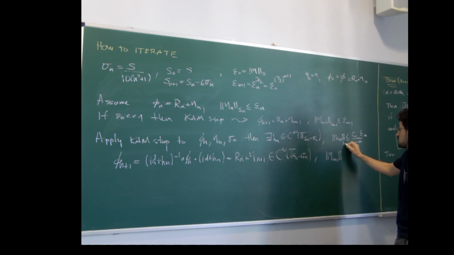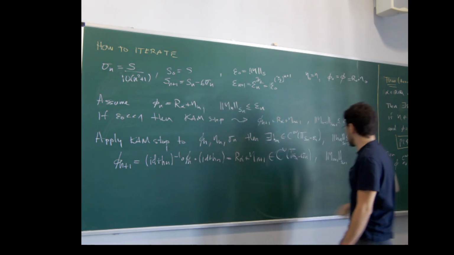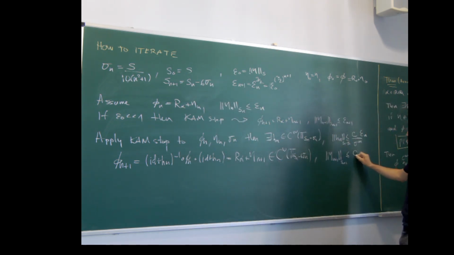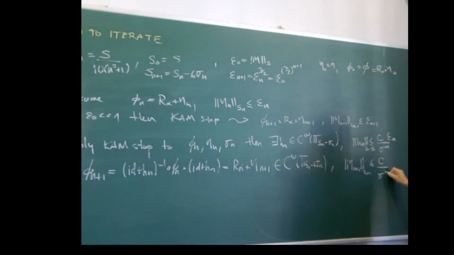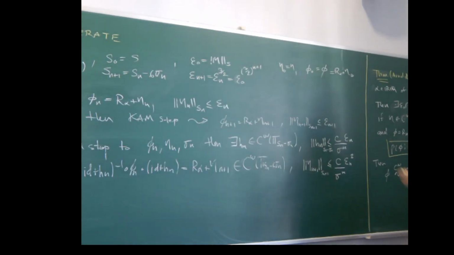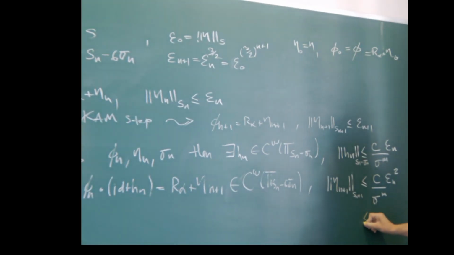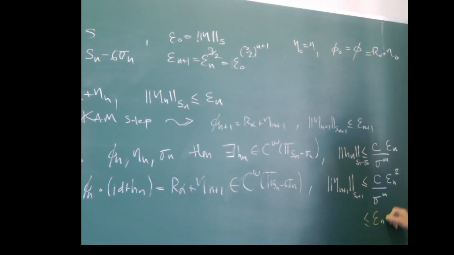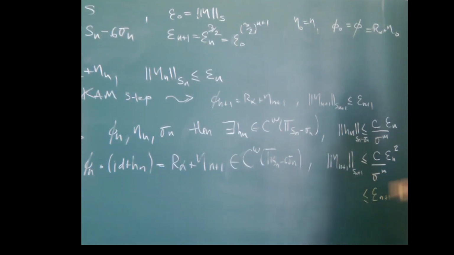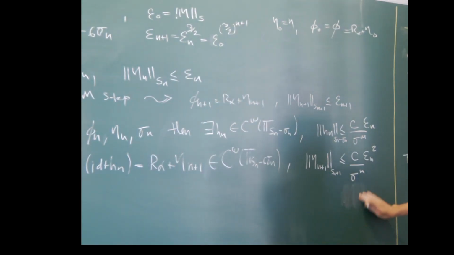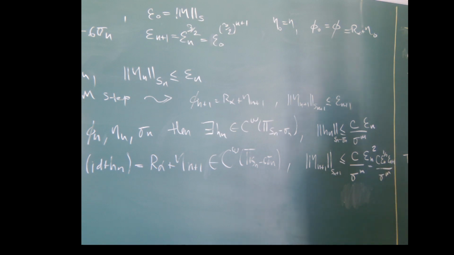Sorry, here I forgot to say where. Here it's S n plus 1, so I define it like this, S n plus 1. And I know that this is smaller or equal than some constant, let me say sigma to some power, epsilon n squared. Okay? So the only thing that I need to check at the end is that this is smaller or equal than epsilon n plus 1. So if I write it as C of epsilon n 1/2 epsilon m plus 1 over sigma m, the only thing I need to show is that this is smaller than 1.